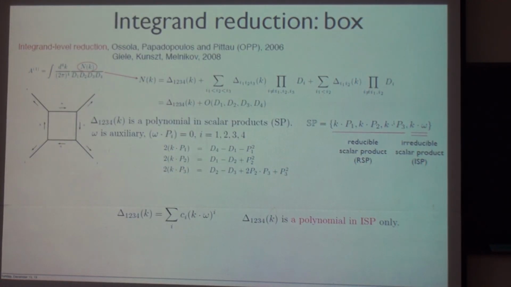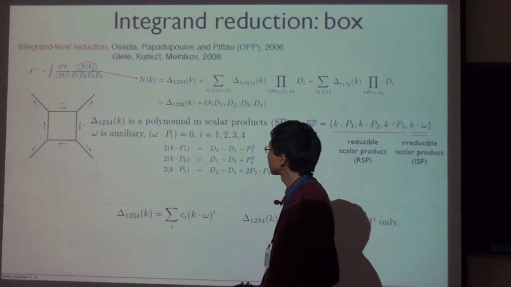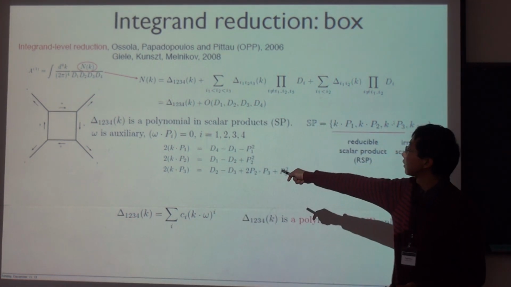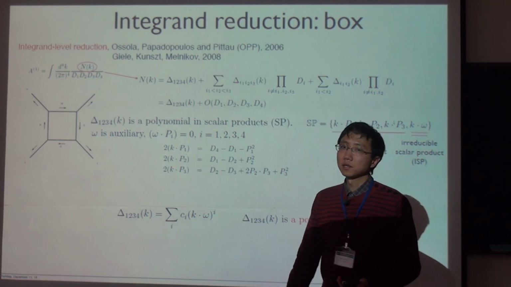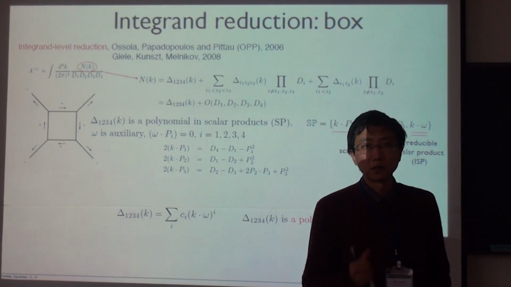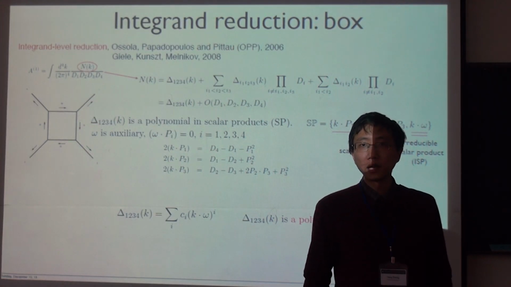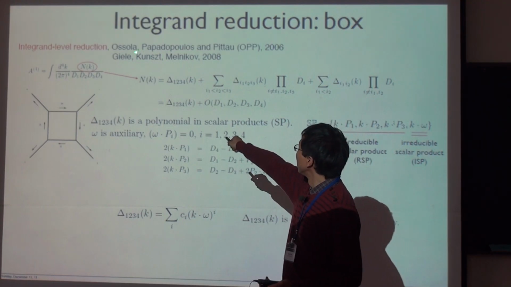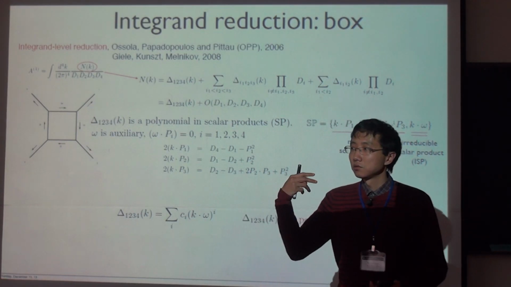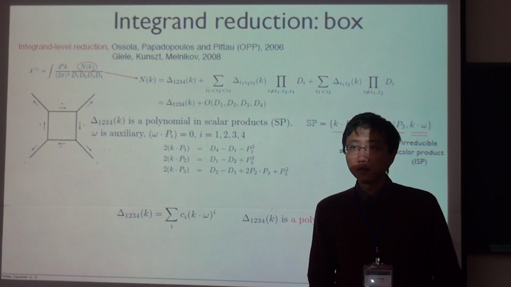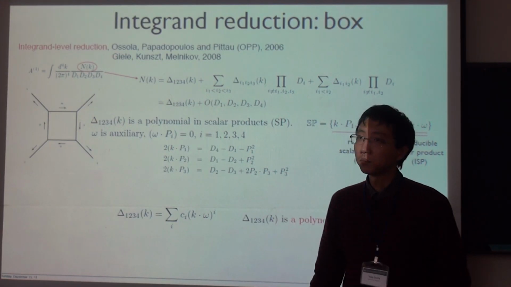Okay, so just give a little bit. How do you get this kind of reduction from the primary roots? This one is called the integrand level reduction. The basic idea is still unitarity, but in an algebraic way. It's called the OPP method. So just reduce all this kind of tensor in the numerator by the algebraic method.